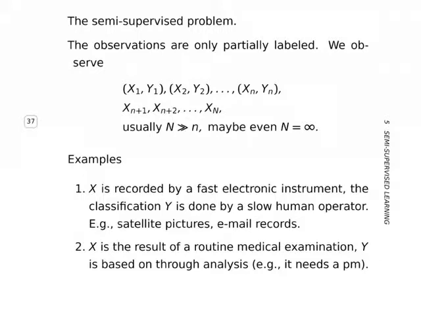You may look at email records. Most of them you just analyze technically, but some of them a human operator reads and decides whether they present some criminal or terrorist activity. Another example is when X is a routine medical examination that is done thousands of times per day. But to know the label, you need a real, careful, expensive analysis. For example, it needs a postmortem, which is more expensive and harder to get because most people nowadays eat ice cream.